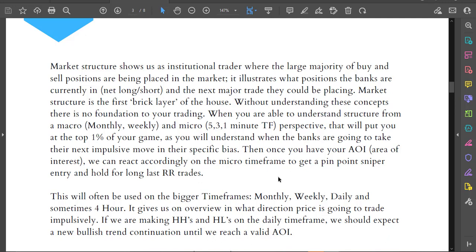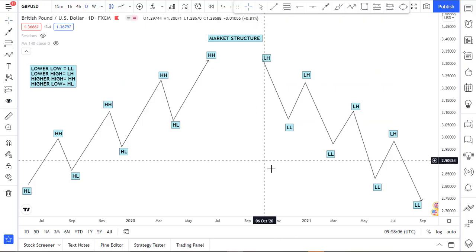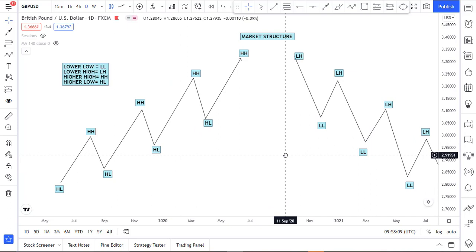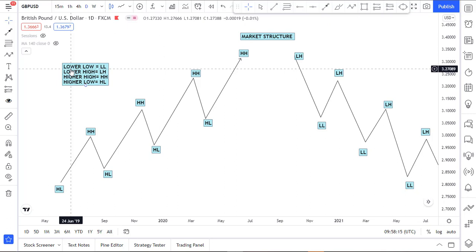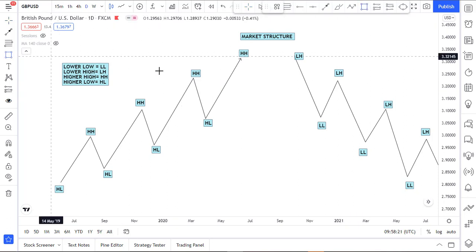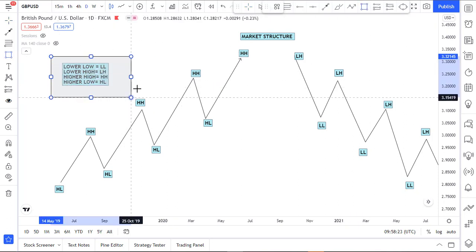Okay, so that being said, let us go into our chart and I will explain how the market structure looks. So as you can see, we have the lower low, which is the LL. Okay, everything is here, so you can just have a look at it here. Okay, so that being said, let's go into our chart. So as you can see, this is how the market structure forms.